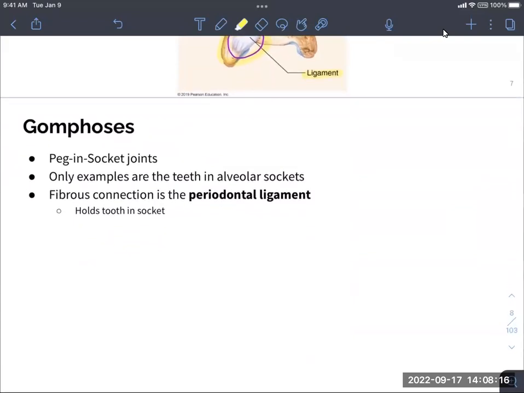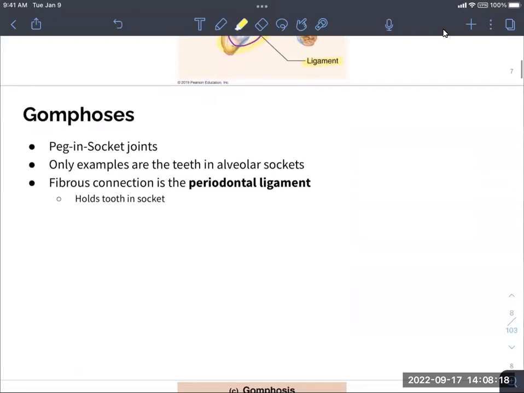How about a gomphosis? This is your teeth, because it's like a peg in a socket type of joint. So if you've ever played little games where you stick pegs into holes, that's what a gomphosis is. So, of course, in the human body, the teeth, in their alveolar sockets, are the only gomphosis joints. And your teeth are held in place with a periodontal ligament.